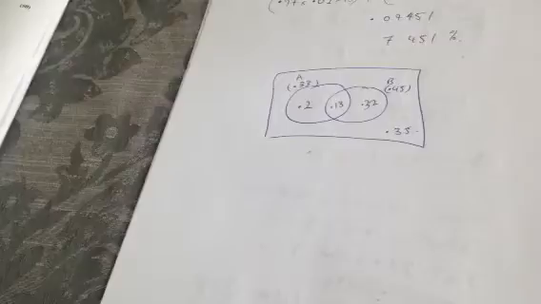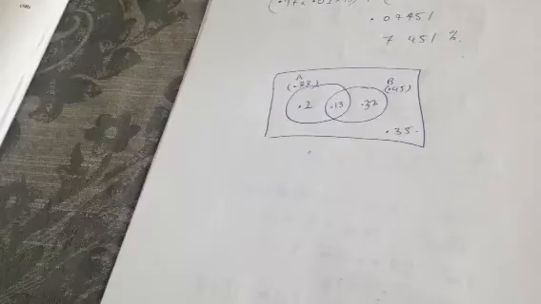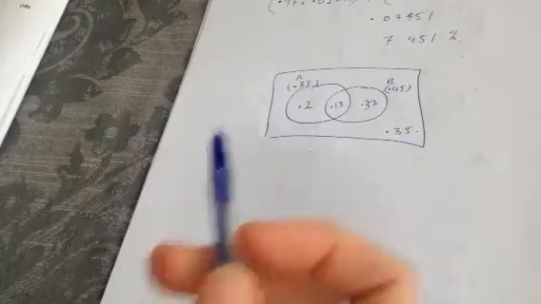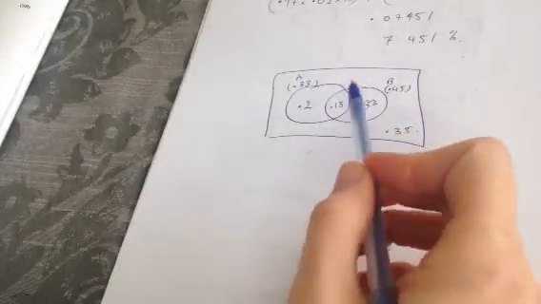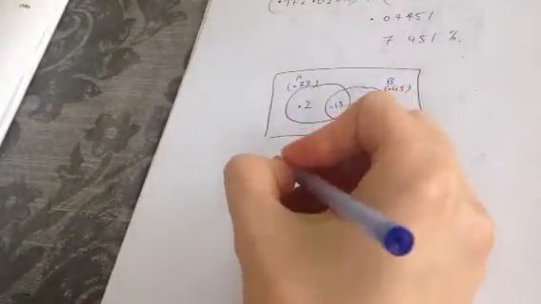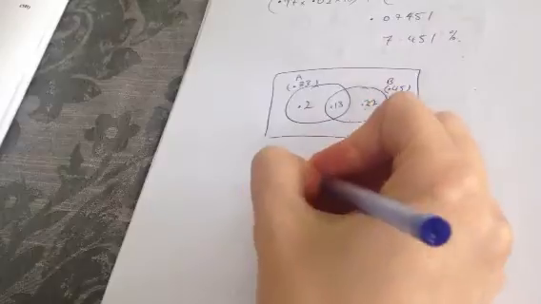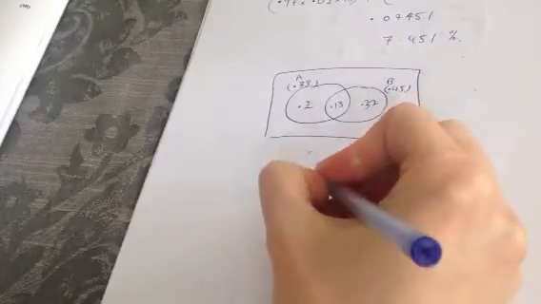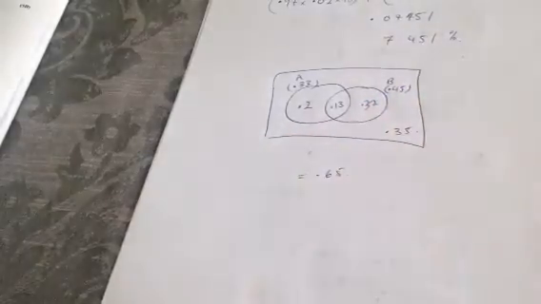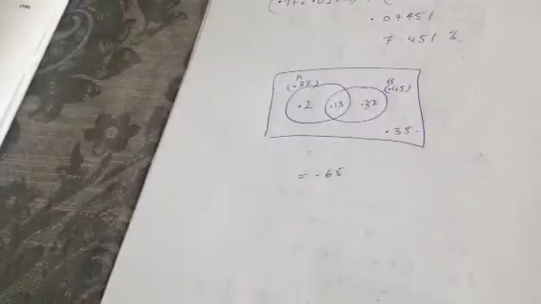So in part 1, they want me to find the probability of A union B. That is the probability that either A or B occurs. Well, A union B is 0.2, 0.13, plus the 0.32. Altogether, that gives me 0.65. So that's part 1 done.